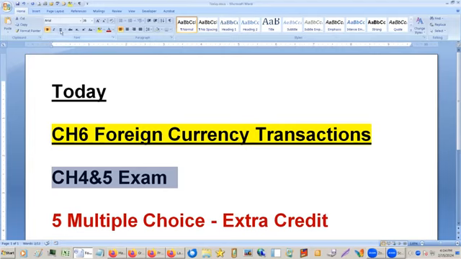Blackboard course, so I can just put the exams right in Blackboard. But I'll also send them to you guys so that everyone gets one. The chapter 4 and 5 exam will be listed in Blackboard. It'll also be available in Blackboard. You guys all have your own Blackboard shell. So anyway, today we're just going to do foreign currencies.